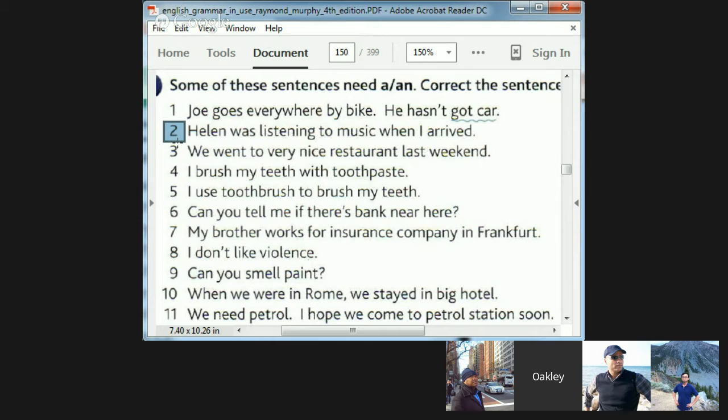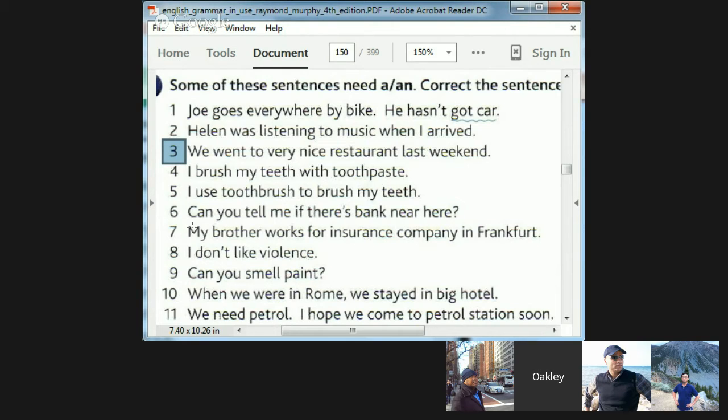Hogan, number two. Helen was listening to music when I arrived. Is it okay or not okay? I think it's okay. I think you're right. Music is uncountable, and it's okay just as it is. JK, number three. I think we can say some music. Sure you can. You can use some or any with countable or uncountable, so you could. You don't need to, however. You can't use any, but you could use some because this is a statement.